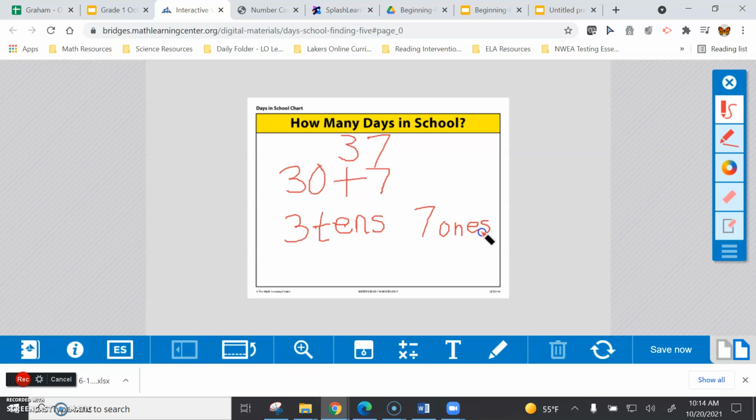Can you pause the video now and write down at least 2 ways to make the number 37? You can write math equations or draw items that equal 37. Once you're finished, start the video back up.